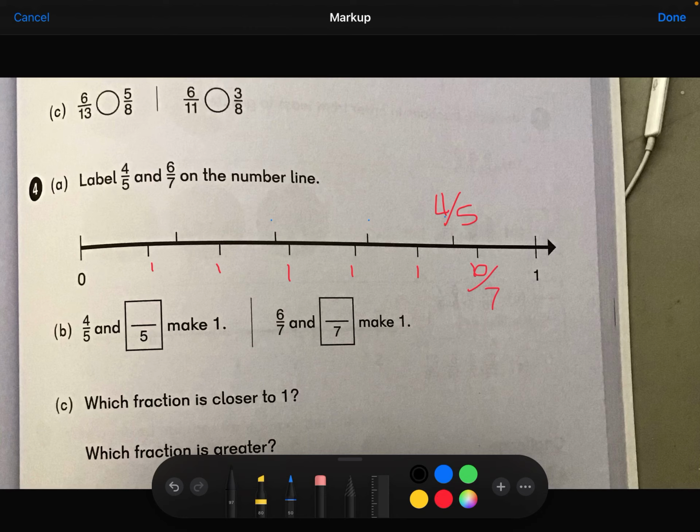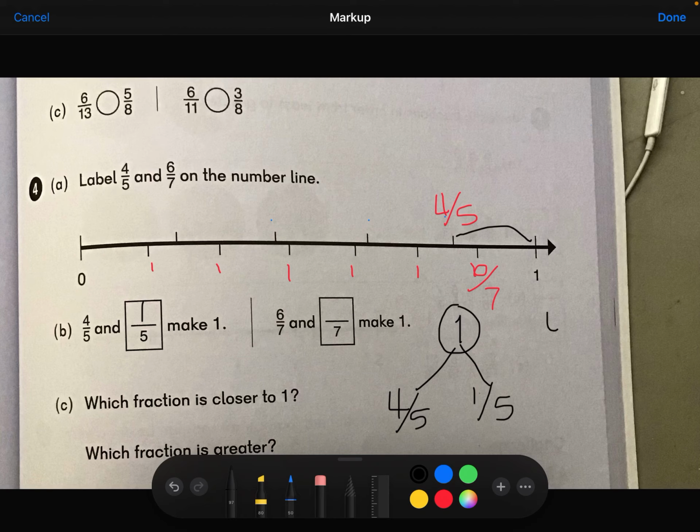All right, let's go ahead and look. B says 4/5 and blank make 1. This is asking us if we had a number bond here, like a whole 1, and we were trying to figure out what the missing piece was before we got to a whole. We can look back at our number line and we can say, oh, we're only missing one of those pieces. Well, what does one of the pieces on the number line represent? On the top, it represents 1/5. We're missing 1/5 here to get to a whole, which is 5/5. So we're missing 1/5.